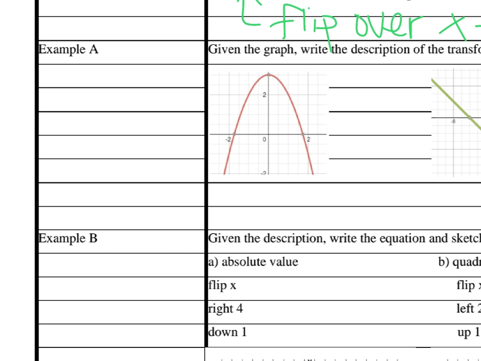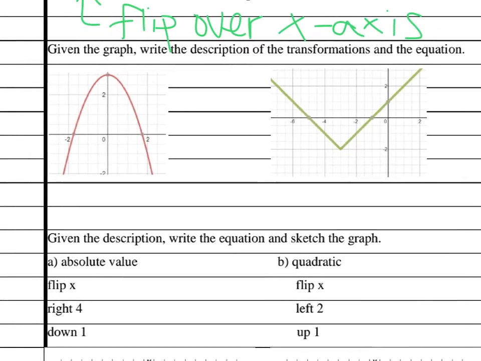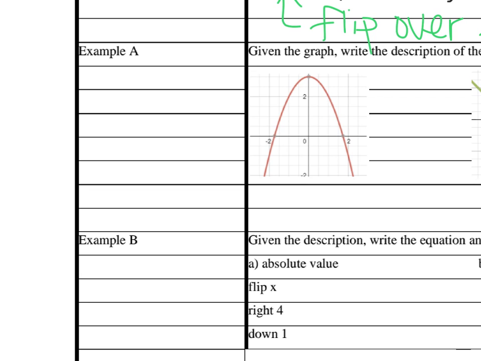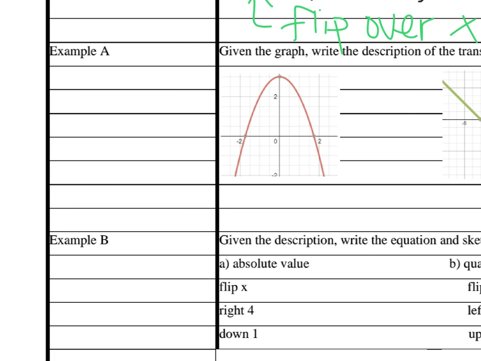So in this next one, we need to, given the graph, write the description of the transformation and the equation. And this first one, if you remember, is a quadratic equation. And so we need to remember what the parent function of that would look like. So the origin would be where the vertex is, right at the origin. And it'd be a U shape going upwards. That is the parent graph of a quadratic.